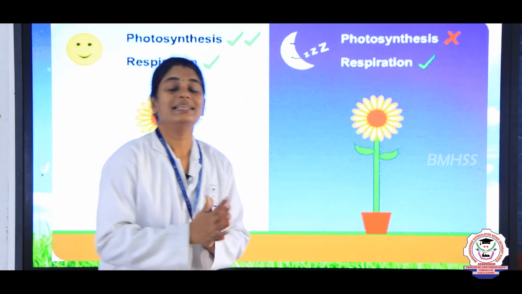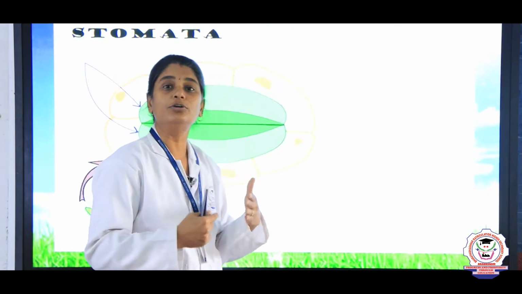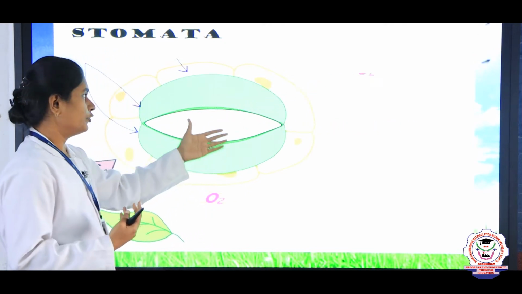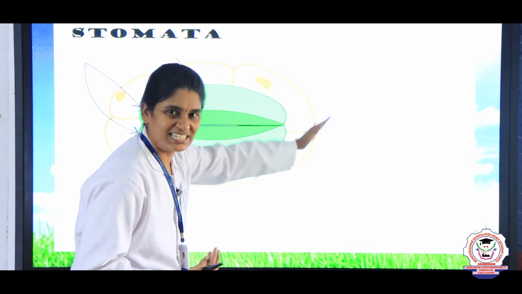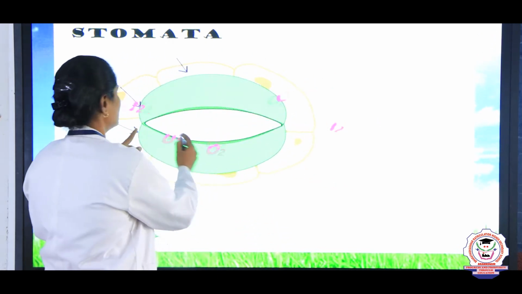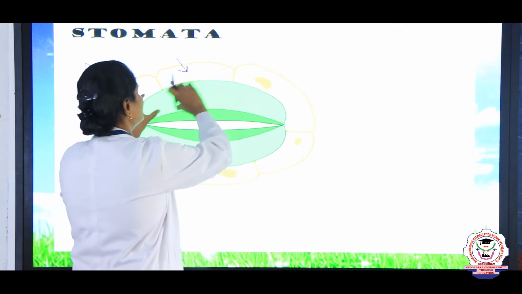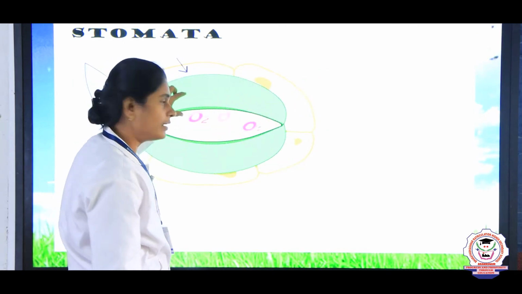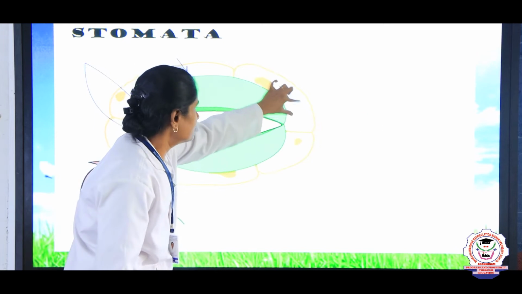So now let us see, there is a structure called stomata that helps to take in the oxygen. Here you can see during the photosynthesis process they will give out oxygen and they will take in the carbon dioxide. Here you can see this opening, and around this opening you can see a bean-like structure which is known as guard cells. These guard cells are surrounded by cells called subsidiary cells.